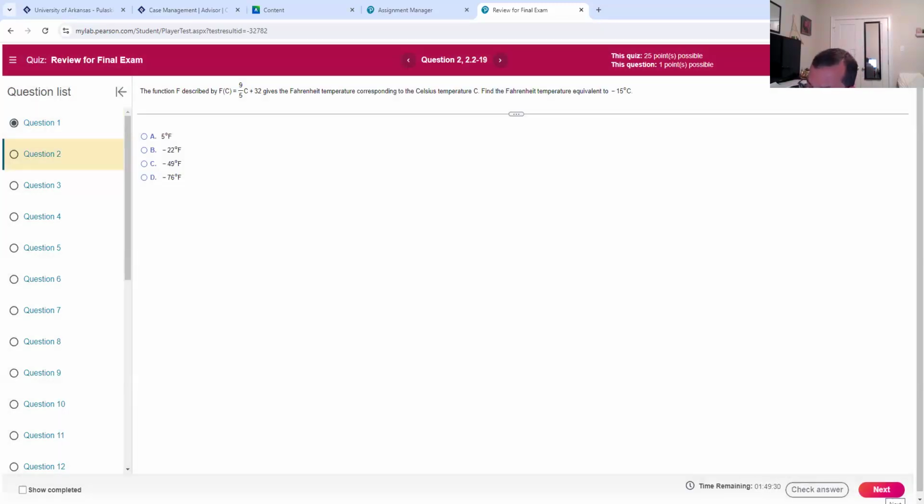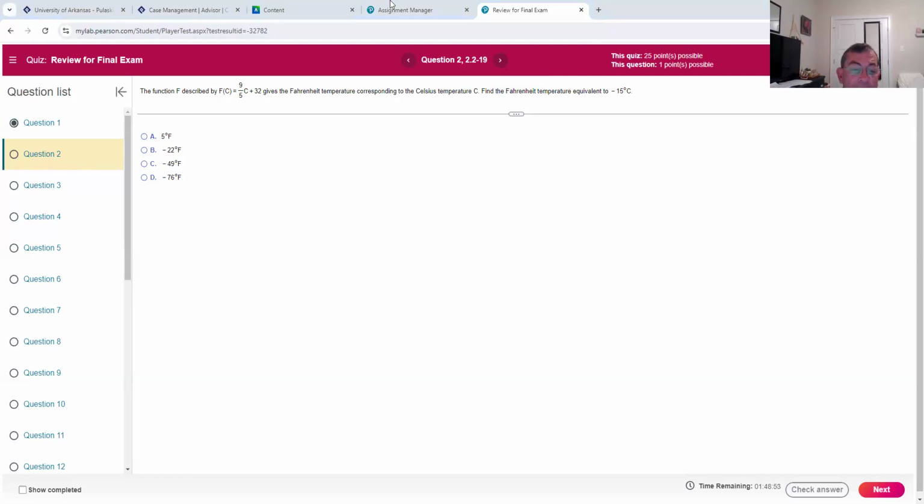Hey, y'all, let me write this one down and we'll work this one out by hand. So they're giving us the formula f of c equals 9/5 c plus 32. So the formula to find the Fahrenheit temperature given the Celsius temperature. So they want us to figure out what Fahrenheit temperature equals a Celsius temperature of negative 15 degrees Celsius.